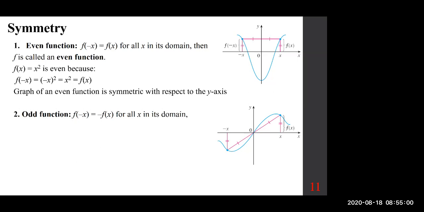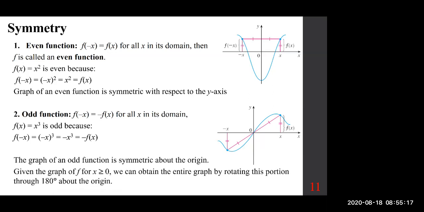An example of an odd function is y equals x cubed. So you evaluate f of minus x, it ends up being minus f of x. And the graph is symmetric with respect to the origin, or rotating it 180 degrees about the origin. So an even function is symmetric with respect to the x-axis, symmetric with respect to the x-axis.